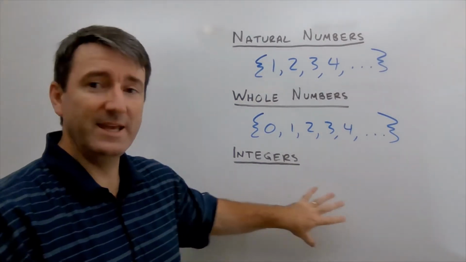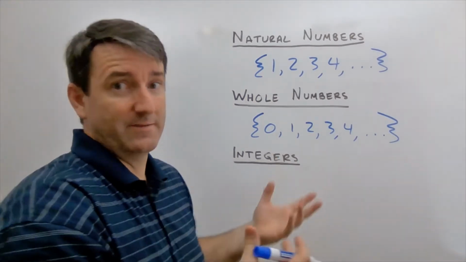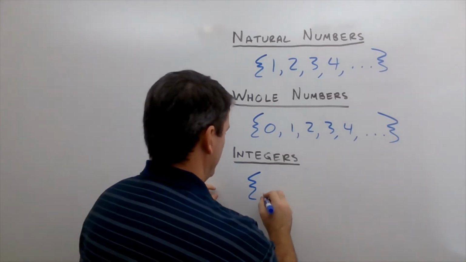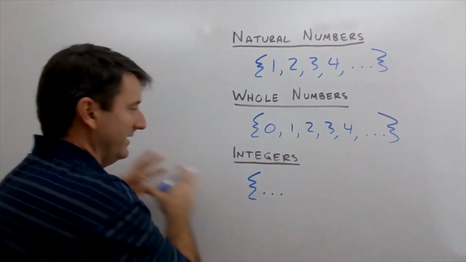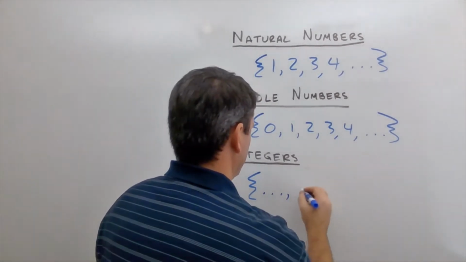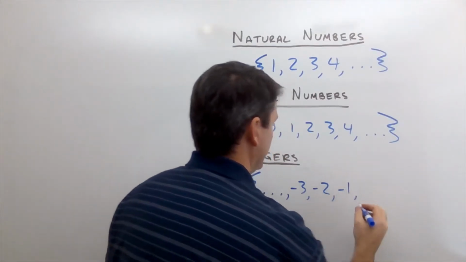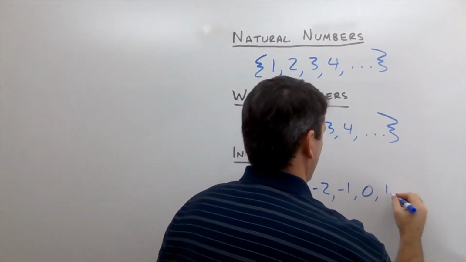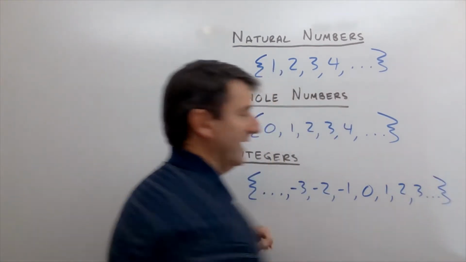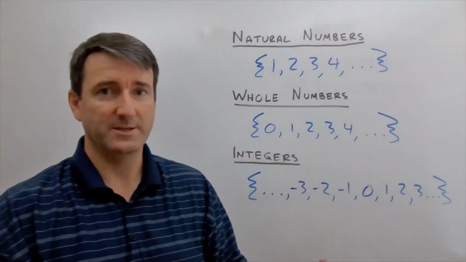All right, and now the integers are the same as the whole numbers, except now we can have negative numbers as well. So the integers, we're going to start with a little dot, dot, dot to indicate we started back here at negative infinity, and we've gone up, and we'll put maybe -3, -2, -1, then goes to 0, 1, 2, 3, dot, dot, dot. And that's how we're going to show the integers in set notation.